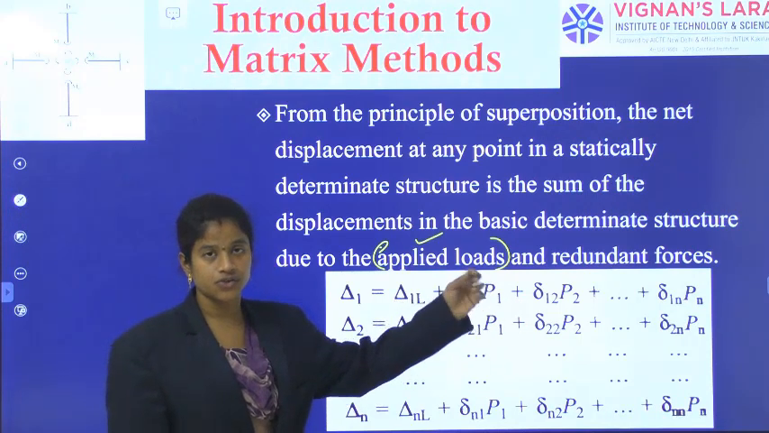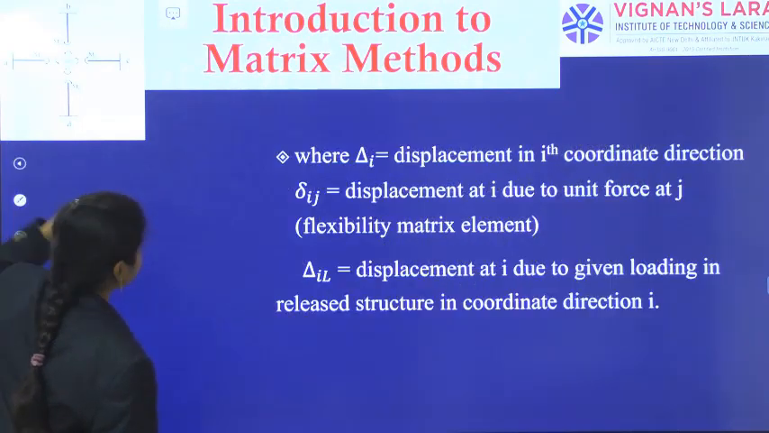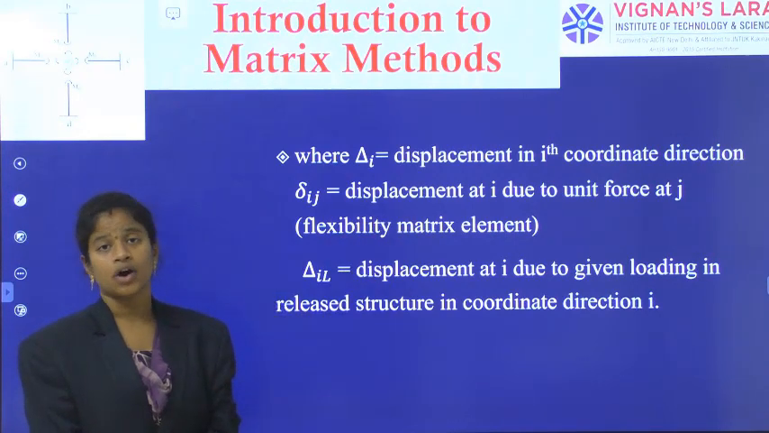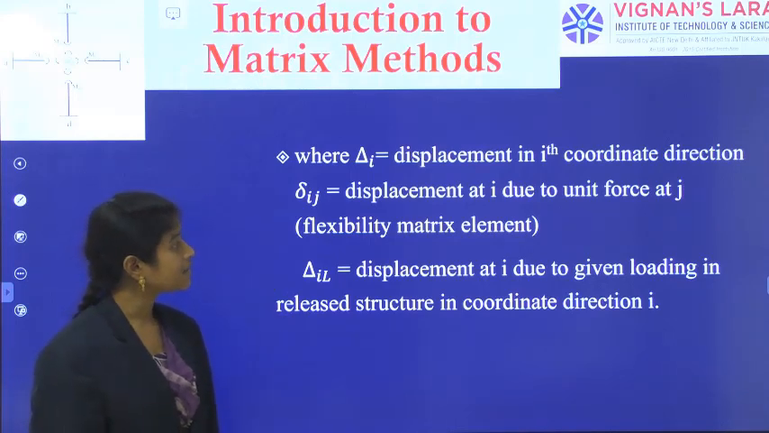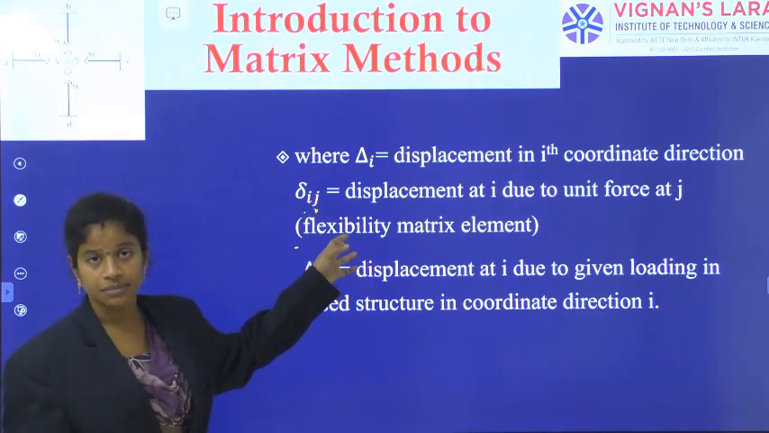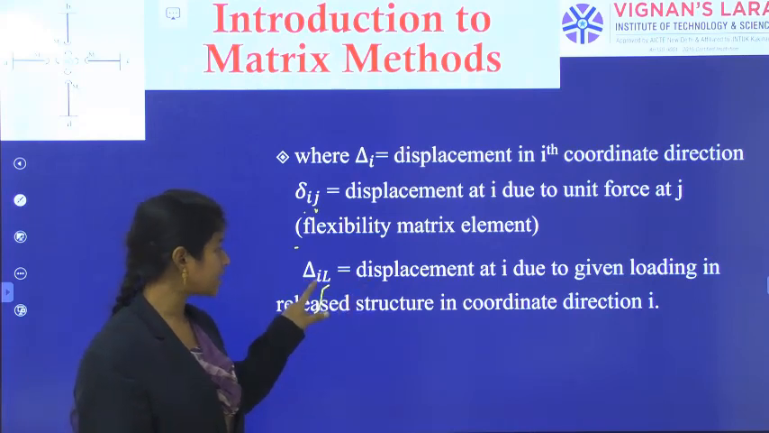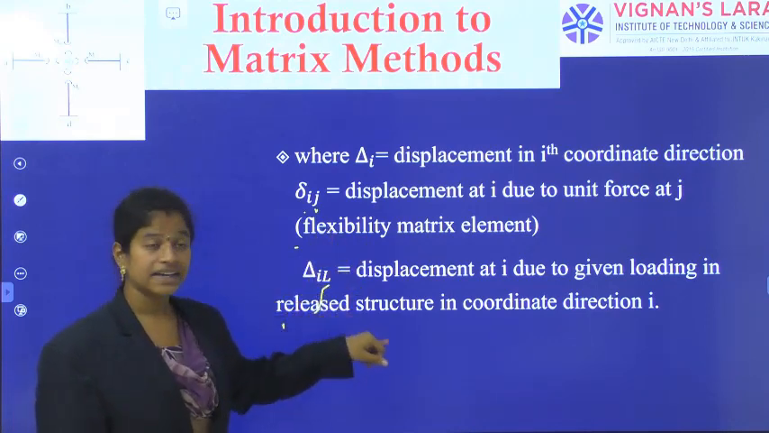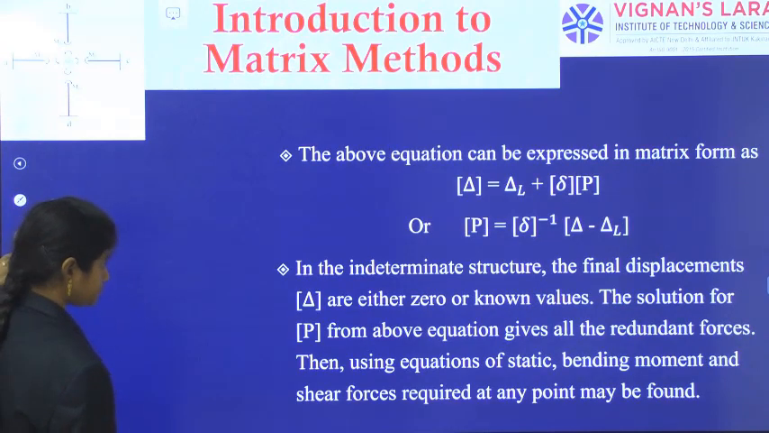These are the deflections due to the redundant forces applied at the different coordinates, where delta I indicates the displacement at the ith coordinate, the displacement in the ith coordinate direction. Delta IJ is the displacement at I due to a unit force at J, in the case of the flexibility matrix element. And delta IL indicates the displacement at I due to the given loading. L is there, that's why it is the given load. It is due to the given loading in the released structure, in our coordinate direction at I.